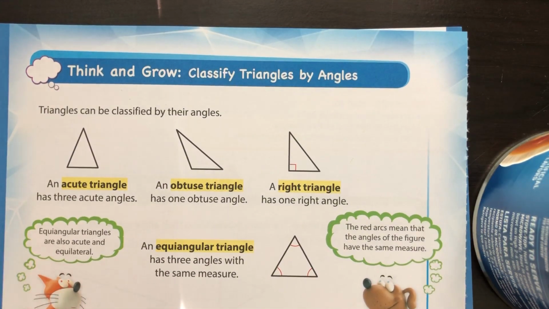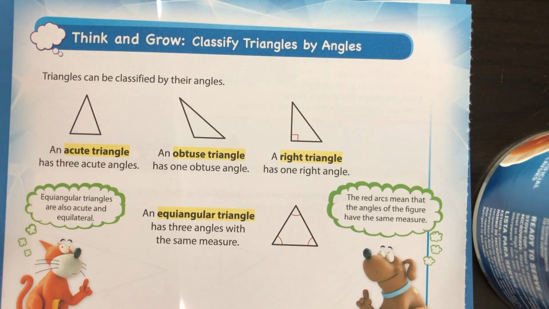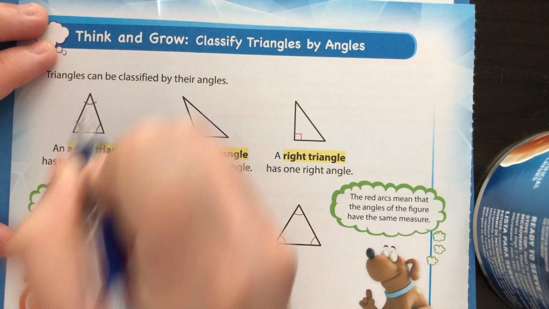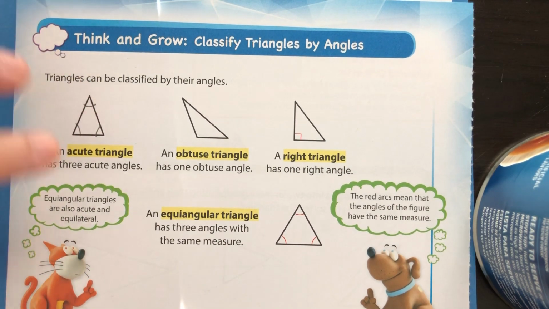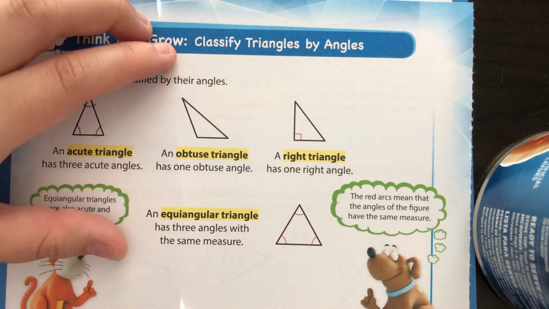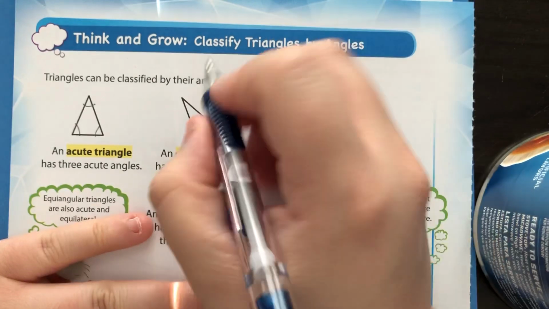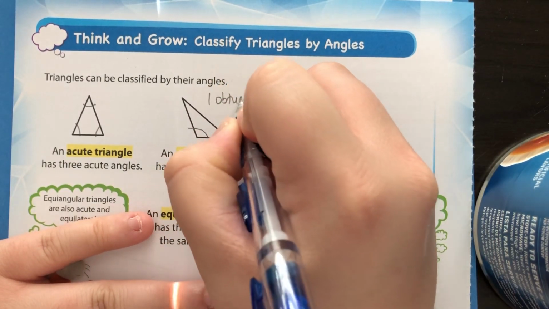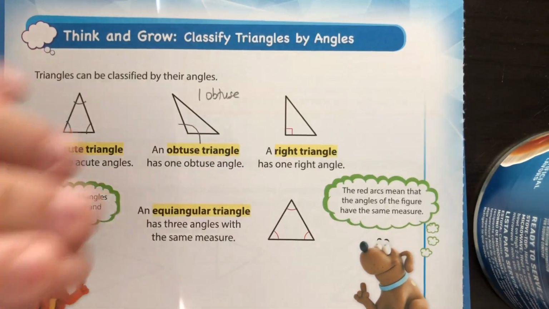There are four different types that we're going to learn about. One is the acute triangle. An acute triangle is made up of three angles that are less than 90. Okay, all of those angles are acute. An obtuse triangle has one obtuse angle. It is possible for a triangle to have only one obtuse angle. If it had two, it wouldn't be able to close the third side.